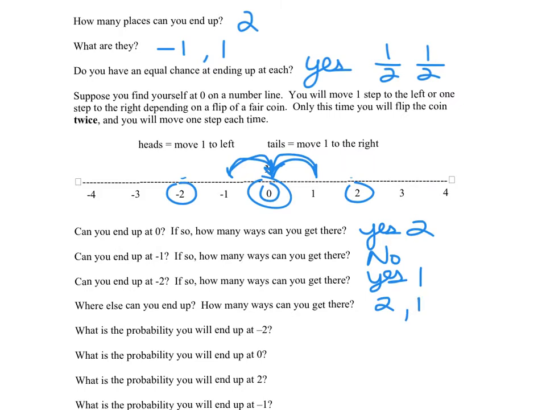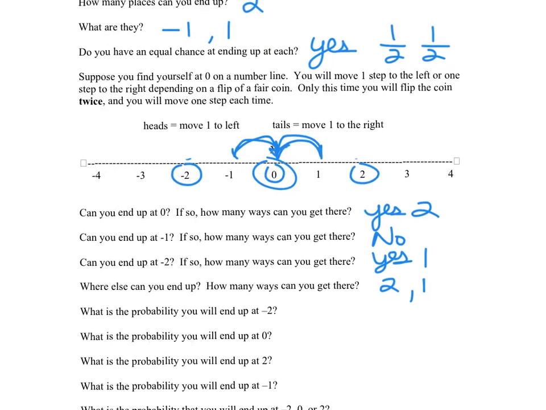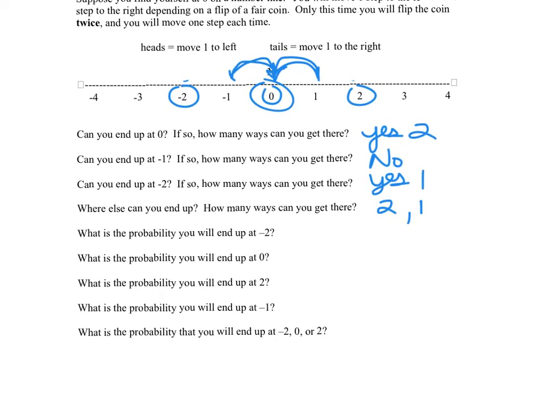So now thinking about those ways to calculate probabilities, how many things could happen? Well, we could land at -2, and there's one way. We could land at 0, there's two ways. And we could land at 2, and there's one way. That's 4 possible outcomes.